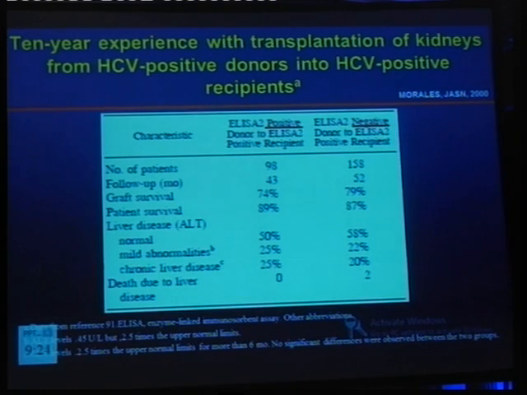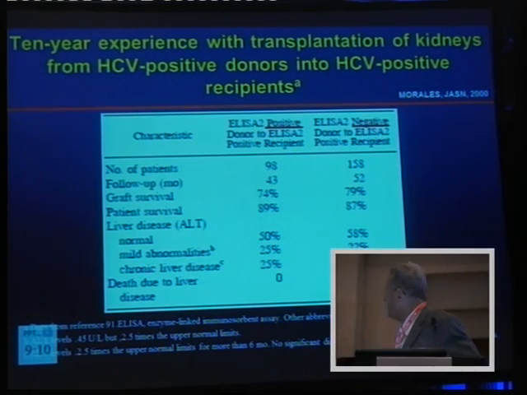And this is another study, 10 years of experience with transplantation of HSV positive recipients, from negative or positive donors. They found that the graft survival in the positive group was 74, and the negative group 79, an insignificant difference. Patient survival and liver functions are nearly the same. I believe from this study it is clear that we can use a positive donor; there is no need to search for a negative donor for a positive recipient.